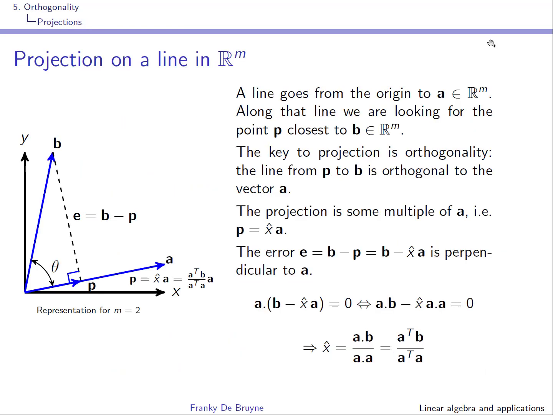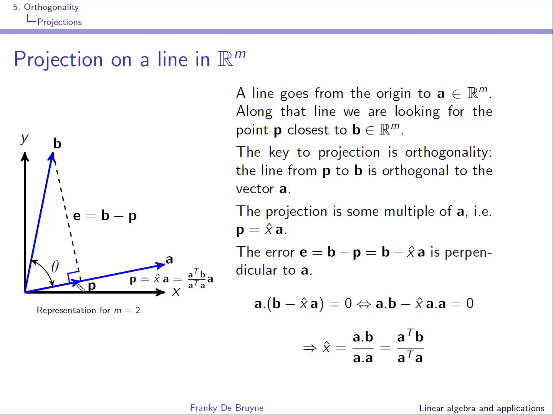So we want to talk now about projection, and first we'll talk about projection on a line in Rm. This is something that we had done previously and we found of course the same result, but now we'll find it in some other way. Okay, so here is the line in Rm represented by the vector A, and we are looking for the projection of B on the vector A, and that's P.